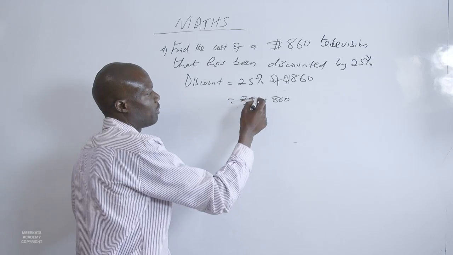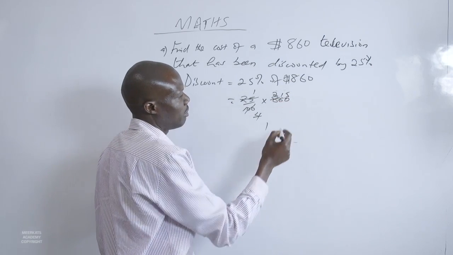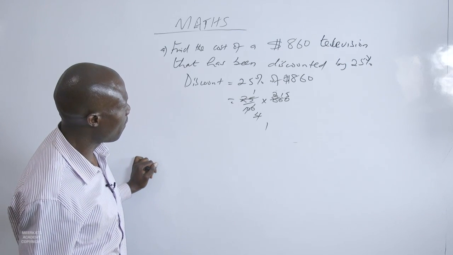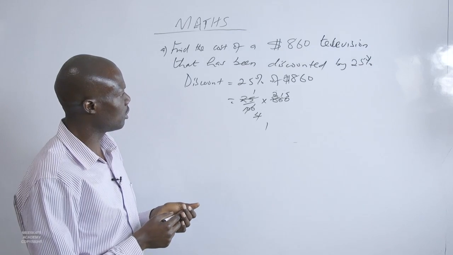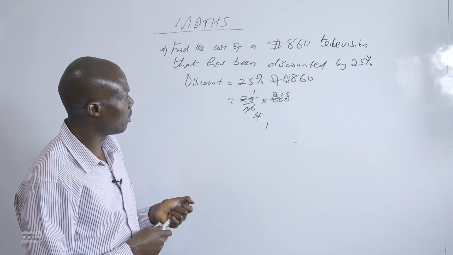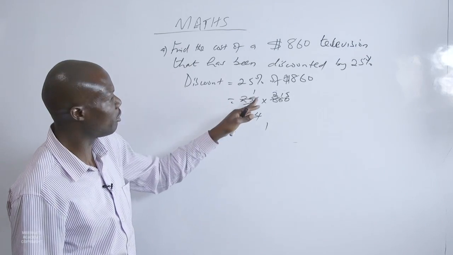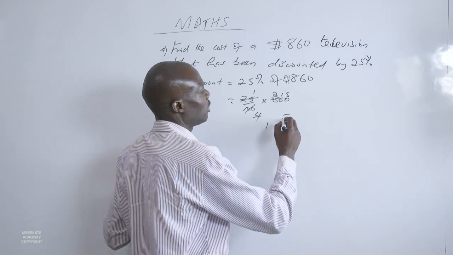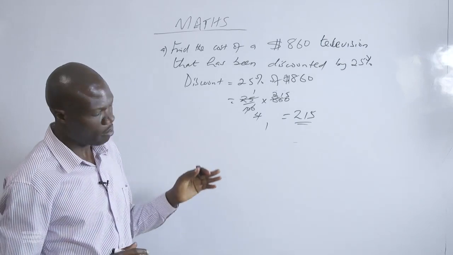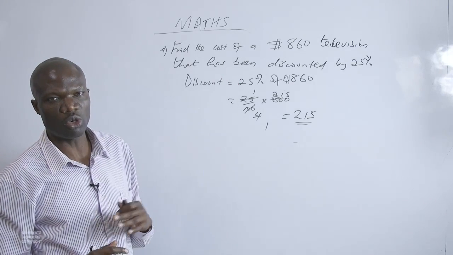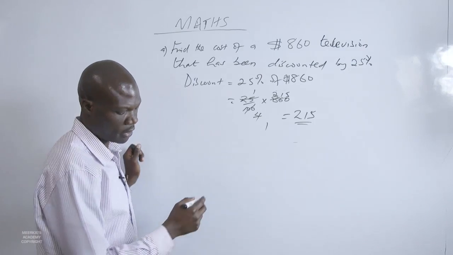That is what we have: by 25, 1; by 25, 4. By 4 here is 1. By 4 here is 2, 1, 5. So if this is what we are looking for, that 25% of 860 is $215. That is our discount. But the question here is, what is the cost? At what price will this customer buy the television?